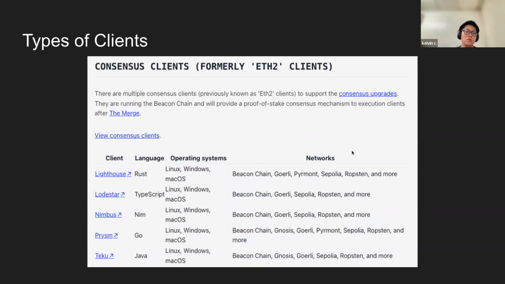The consensus layer, formerly known as ETH2, is because after the merge event, the consensus algorithm part which the node runs is split into a different computing unit, so to speak. These are the lesser known client names if you're not familiar with them: Lighthouse, Lodestar, Nimbus, Prysm, and Teku. As you can see, these run on different languages as well, and they have their own respective networks which they support.